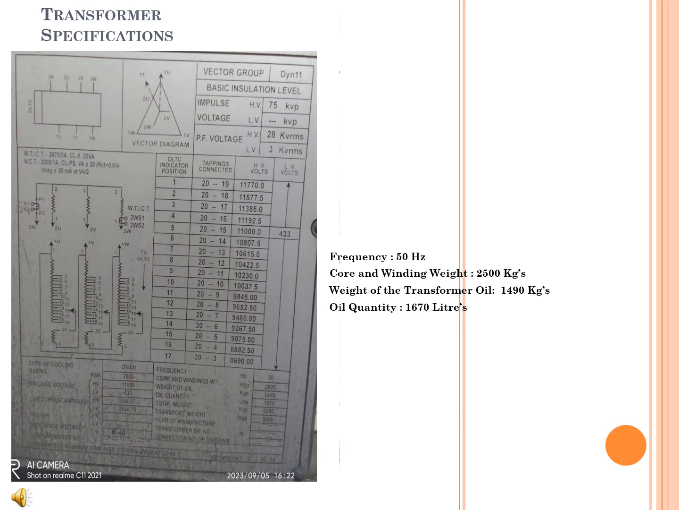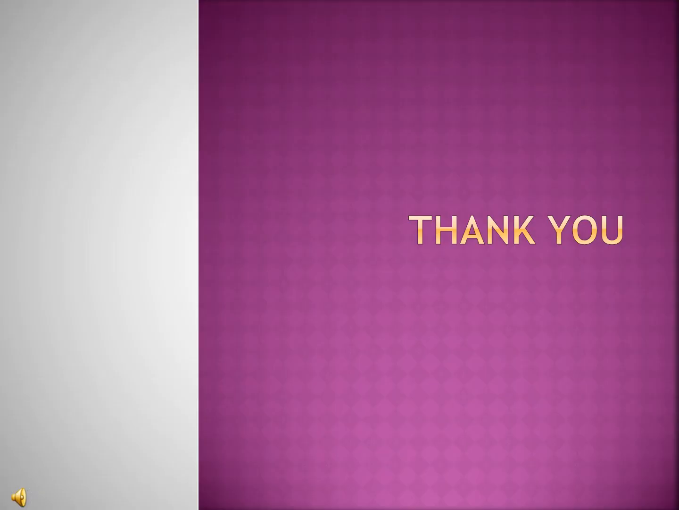Now moving to the final parameters, that is frequency, core and winding details, and transformer oil details. Here in the transformer, the frequency is mentioned as 50 Hz, and the core and winding weight is approximately 2500 kg, and the weight of the transformer oil is 1490 kgs, and the oil quantity of the transformer is 1670 liters.